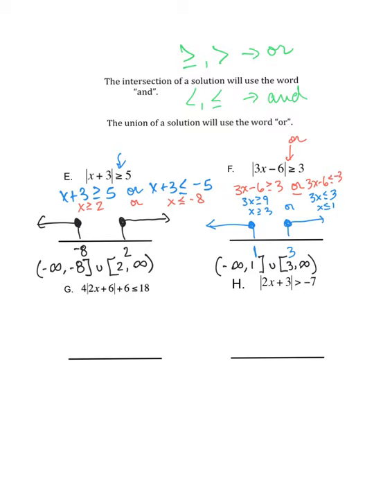All right, ladies and gentlemen, questions, problems on letter F? We're good? Okay. Letter G. First thing we want to do, ladies and gentlemen, is isolate the absolute value. So we're going to subtract 6. 4 times the absolute value of 2x plus 6 less than or equal to 12. Divide by 4. The absolute value of 2x plus 6 less than or equal to 3.